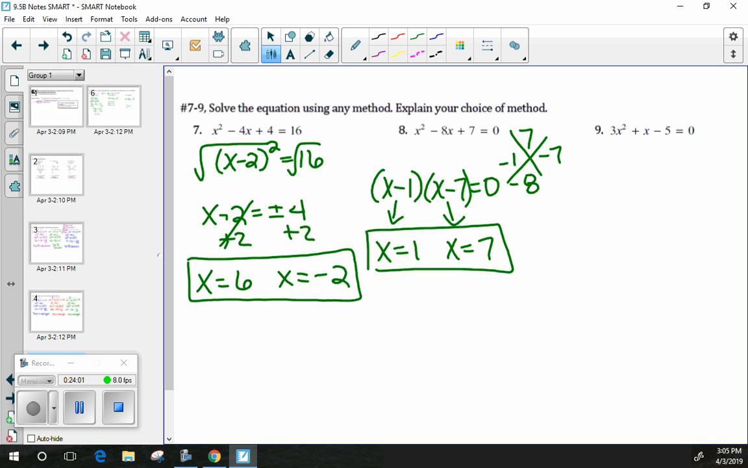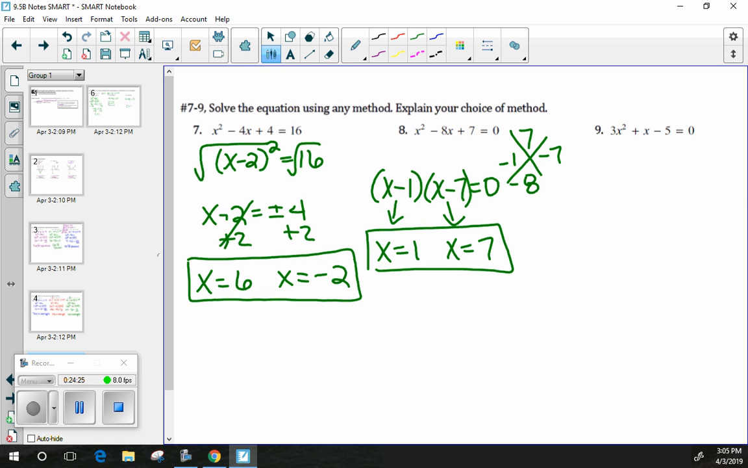The first one was a really particularly good choice for the square root method. But you don't have to use that one, but if you can tell that's a perfect square trinomial, then you can jump right in. What about number 9? Is that a good choice for the square root method? No, right? That 3 is really throwing things off. None of that is a perfect square for sure.